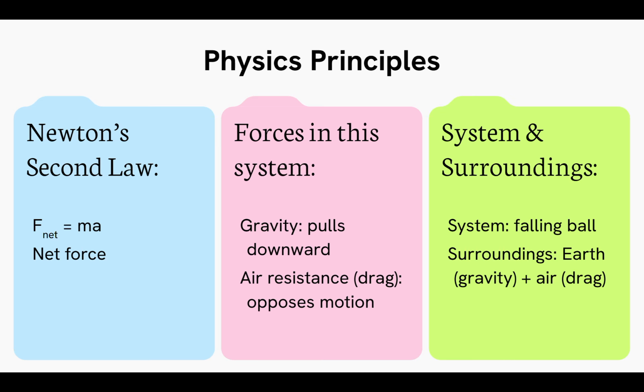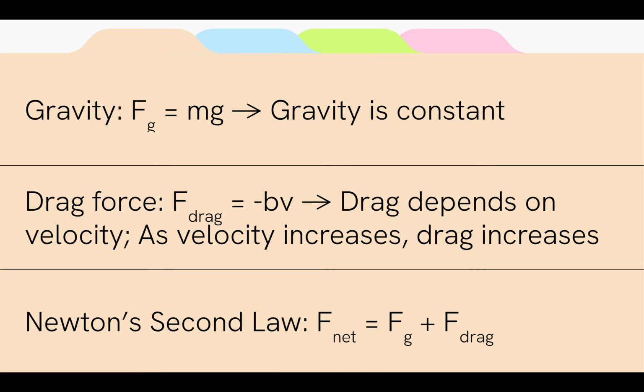Forces in the system: gravity pulls downward, and air resistance, or drag, opposes the motion. Systems and surroundings: the system is the falling ball, and the surroundings are Earth, which provides gravity, and air, which provides drag. The equation for gravity is Fg equals mg, which means gravity is constant.